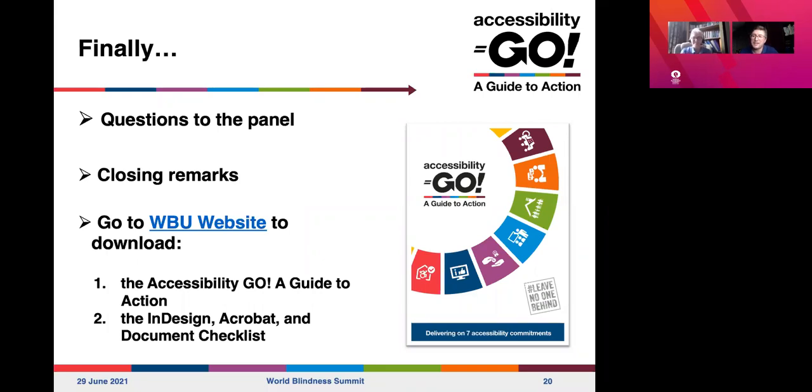Just to say that the idea is really to be at the forefront of the work on accessibility, and that's what the guide is helping us to achieve. Absolutely. And it's here to make sure that we can walk the talk and that everybody is accountable.